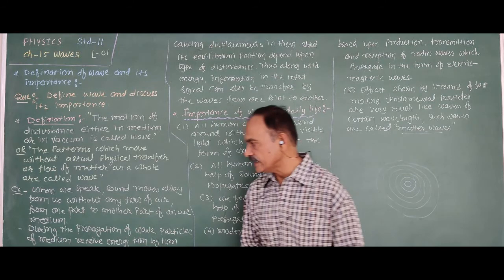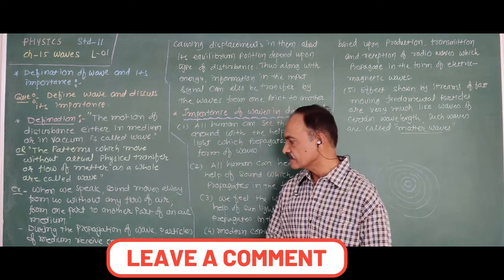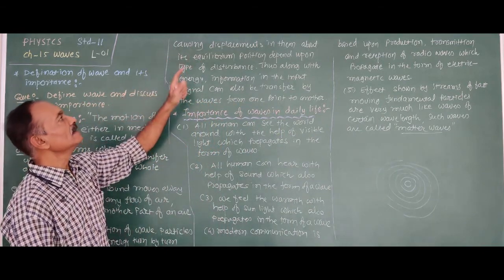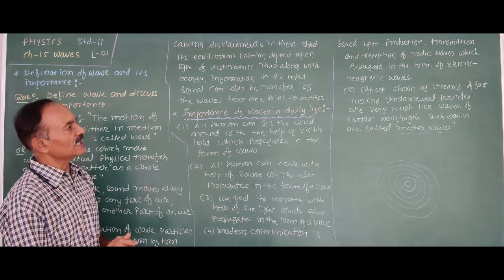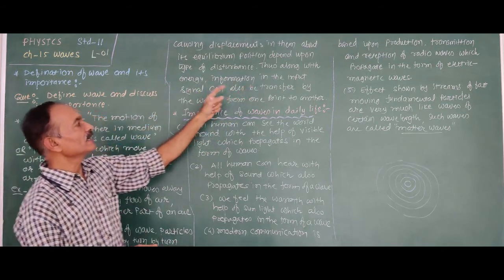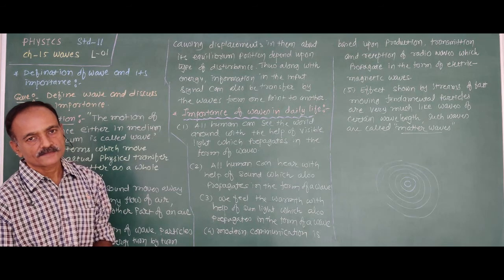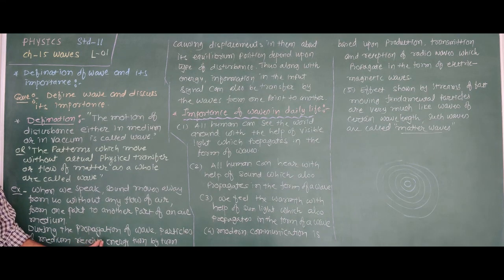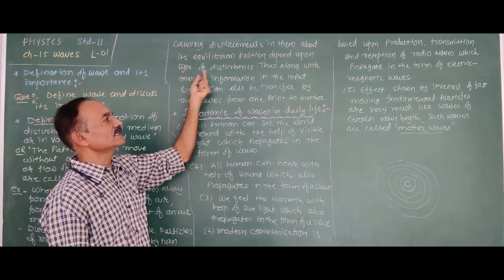Second example is that during the propagation of a wave, particles of the medium receive the energy turn by turn, causing displacement about their equilibrium position, depending upon the type of the disturbance. Thus, along with energy, information in the input signal can also be transferred by the waves from one point to the other.